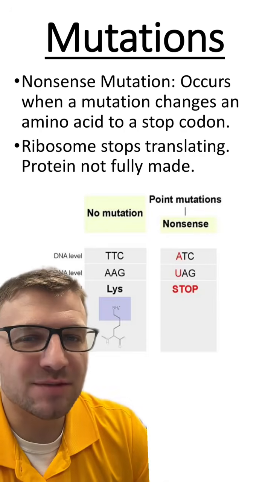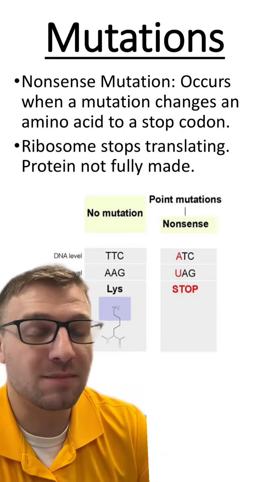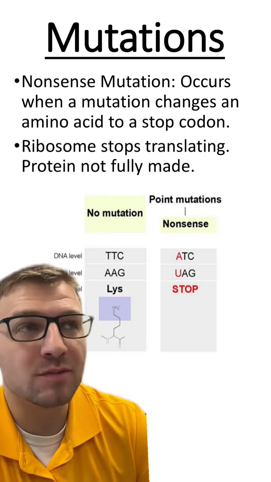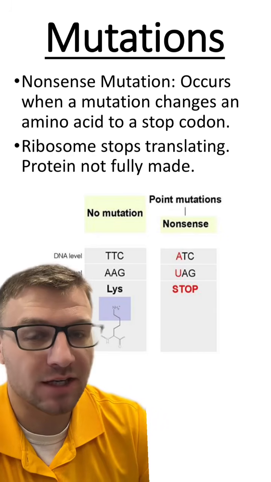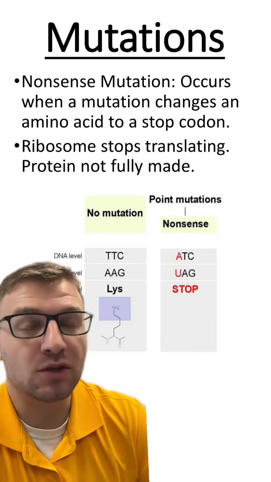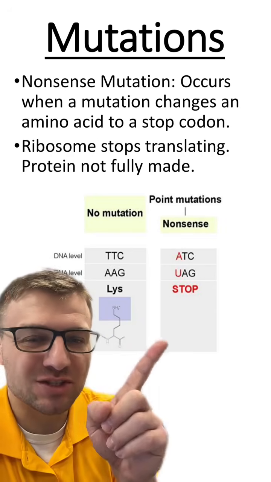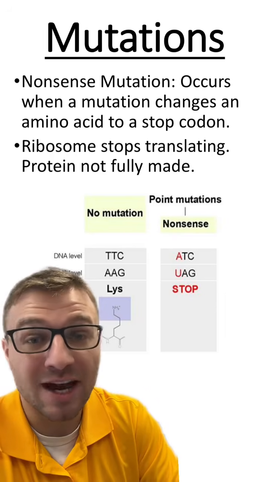In a nonsense mutation, the mutation is going to cause an amino acid to change to a stop codon. When this happens, the ribosome is going to stop translating the protein, which means the protein's shape is going to be dramatically altered. You can see in our illustration the lysine being changed to a stop codon, which won't produce any amino acids after it.